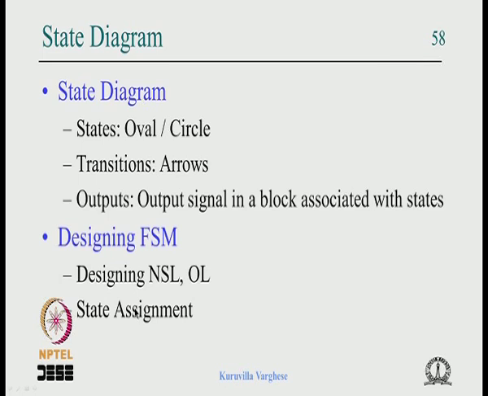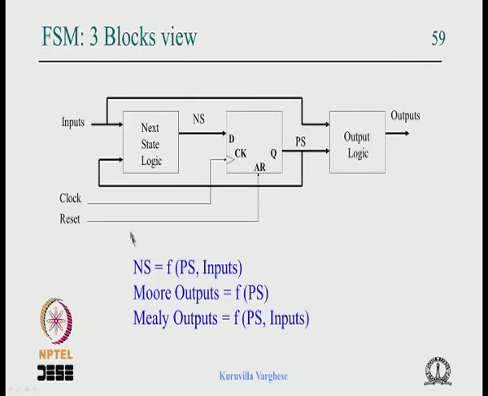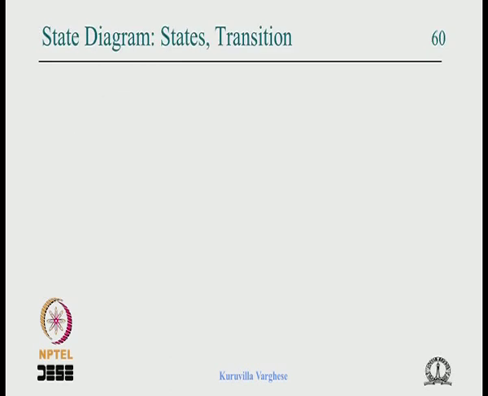So let us look at the state diagram. Once again, keep this structure in view: the state flip flops, the next state logic and the output logic, the 3 block view or the 2 block view. Then let us go to the state diagram. In the state diagram we have states, transitions and outputs. So let us look at the states and transitions.